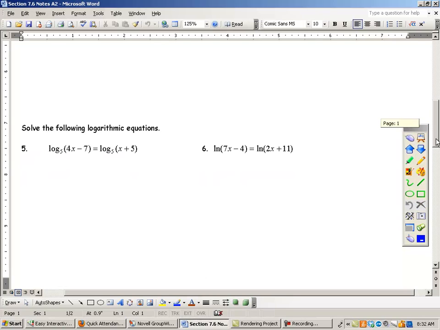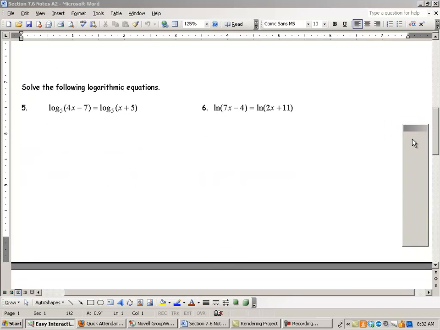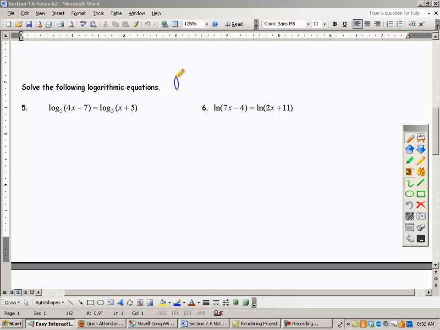The third type already starts with logs. And so I want you to look at this. This actually is another version of the one-to-one property, where if the bases are the same, you can cancel. Well, take a look. I have a log base 5 on this side equal to a log base 5 on that side. Because the bases are the same, I can cancel the logs. So what I have then is 4x minus 7 equals x plus 5. All right, let's start solving.